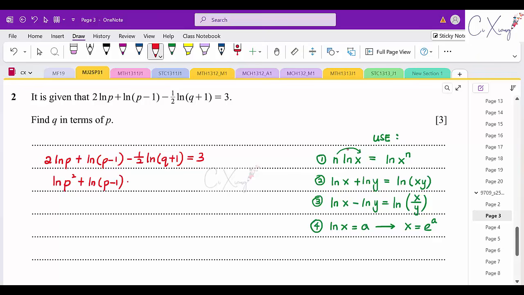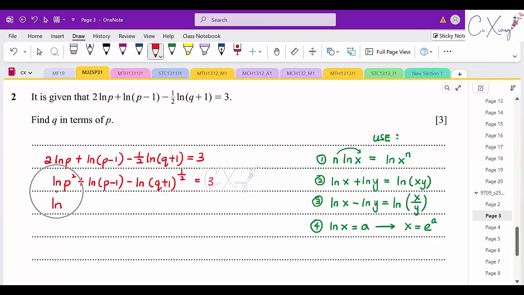Then for the third one, I'm having a half. So the half in front, I bring it back to become the power: q plus 1 power half. The 3 is a constant on the right, I don't touch it yet. Alright, so you can see that we are having 3 terms of ln here: this one, the second term, and also the third term. I want to combine all these ln to become 1.